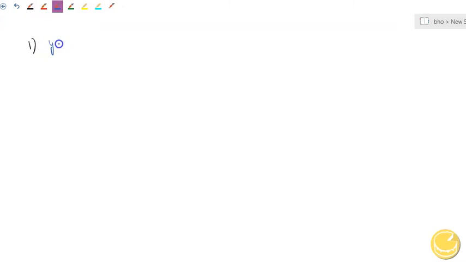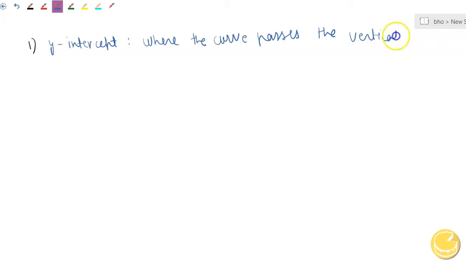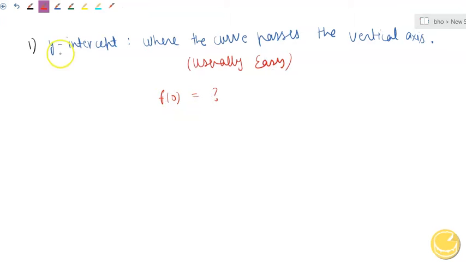First, we have to look for the y-intercept. And what is the y-intercept? It is the point where the curve crosses the vertical axis, and this is usually pretty easy to find. You just have to calculate what is f of 0.